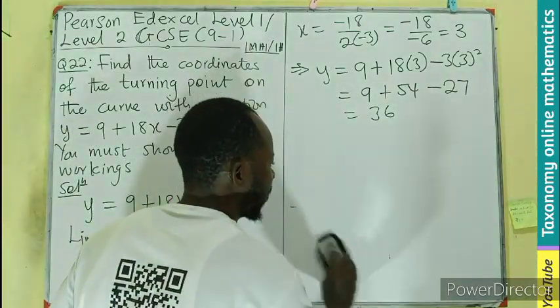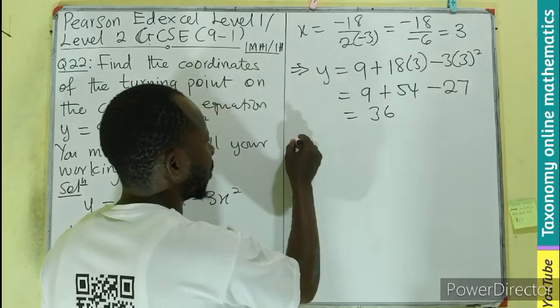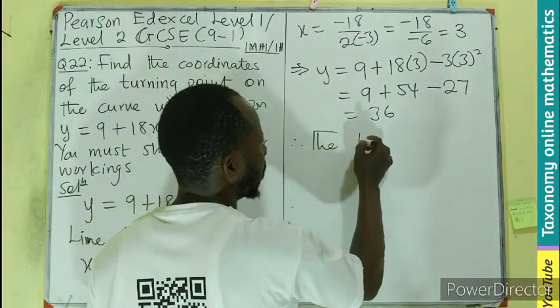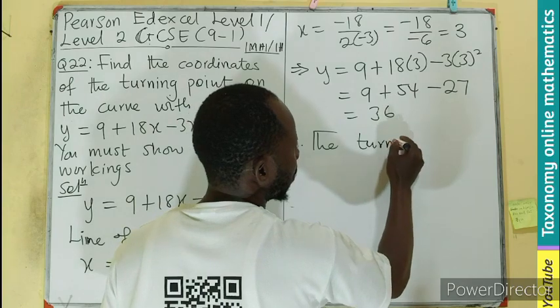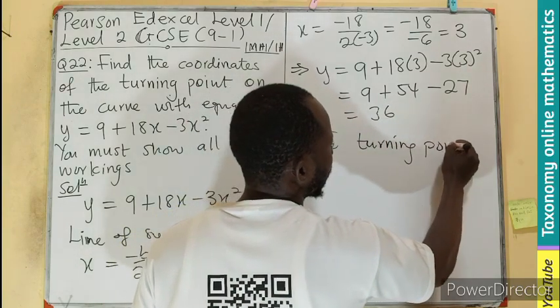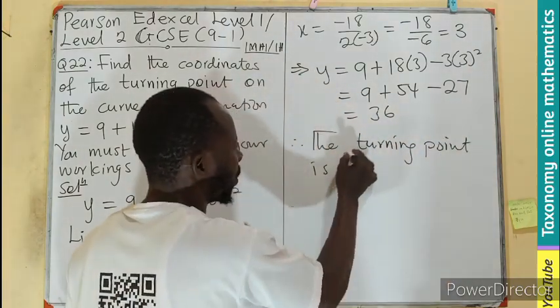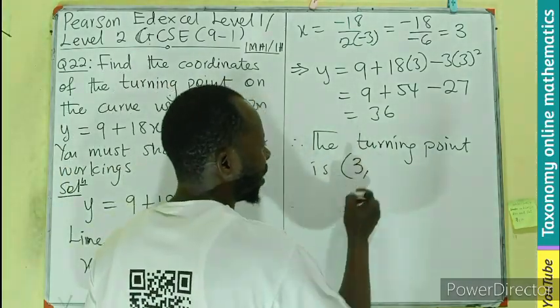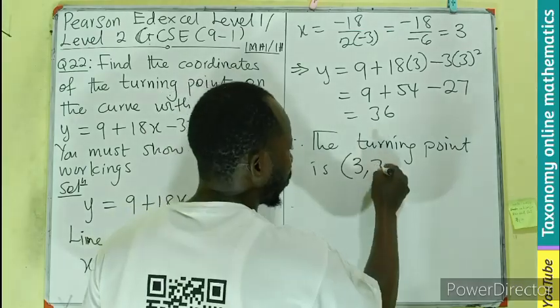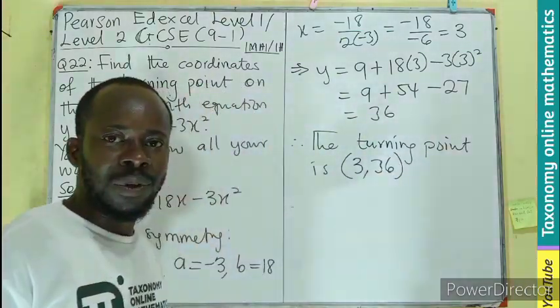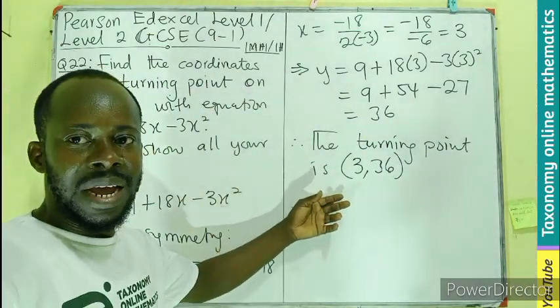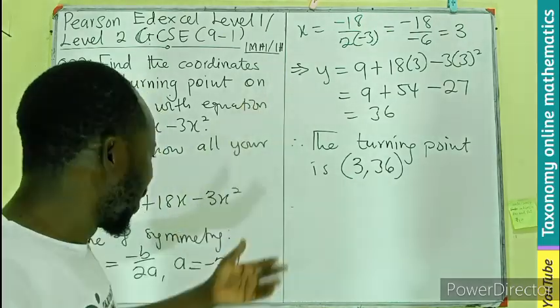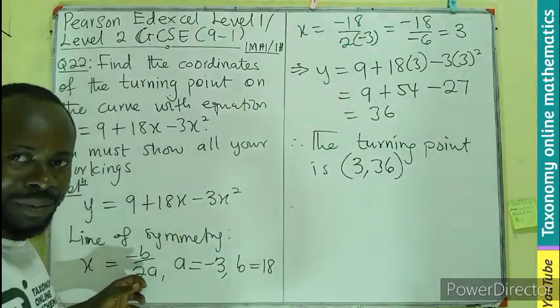So I can say that the turning point, we need an x coordinate, which we found as 3, and a y coordinate, which was 36. So this is the value for the turning point using the formula of the line of symmetry.